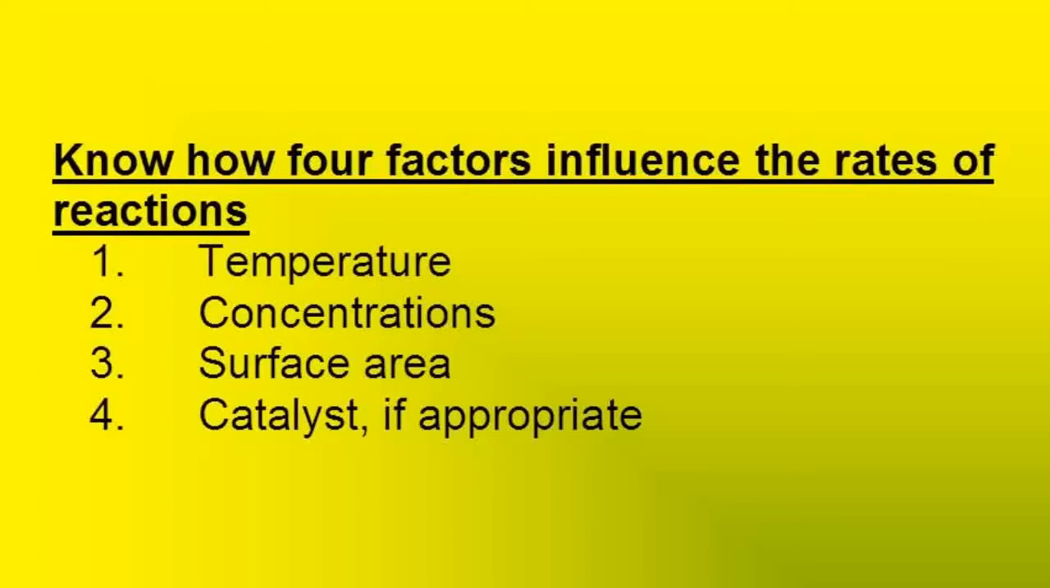There are four general factors that influence the rate of a chemical reaction: temperature of the reactants, the concentration of the reactants, surface area of the reactants, and a catalyst, if applicable to the reaction.